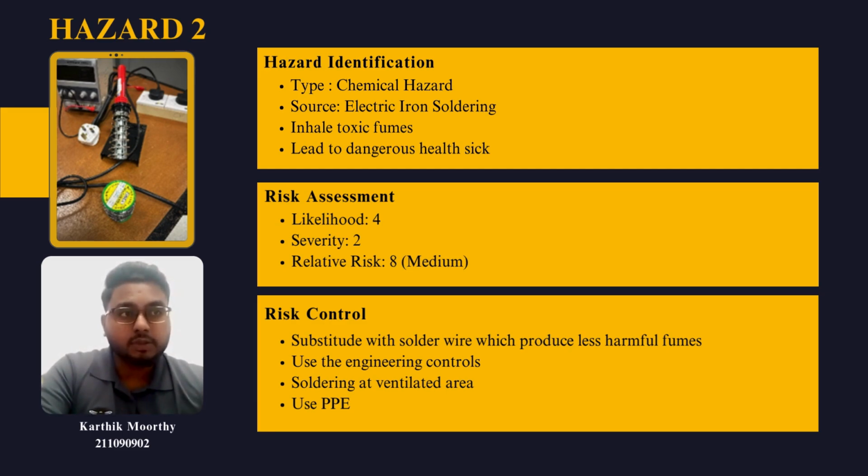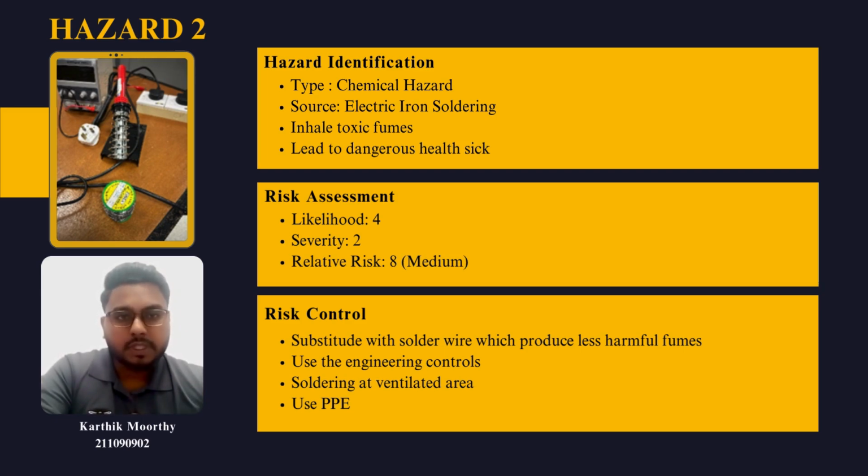Flux inside the solder wire often contains rosin acid-based chemicals that, when heated, release toxic fumes. When soldering, the iron is heated and comes in contact with the flux in the solder wire. The flux melts and releases chemical fumes. Inhalation of these fumes can lead to headache and can irritate the eyes and skin, especially in poorly ventilated areas.